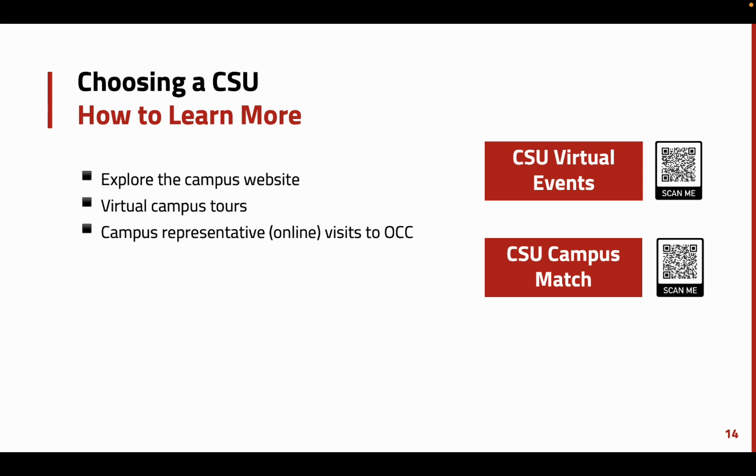You can also speak with the campus representative through one of our OCC campus rep appointments. And the QR codes on the right-hand side, we have CSU virtual events, so the Cal States may have campus-specific events offered. And there's also a website for the CSU Campus Match that helps you look at some of the elements for the campuses and compare and contrast to see which one would be a good fit for you.